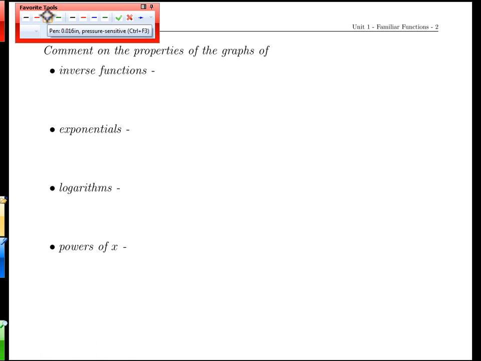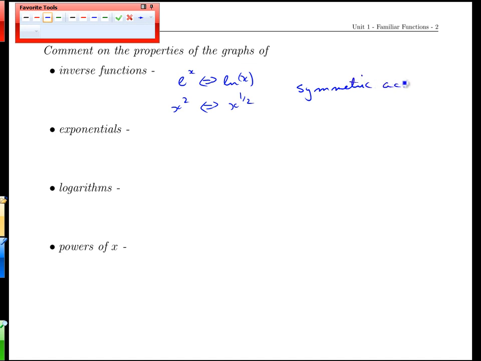Some other things we can talk about are properties to look for. As we just saw in the examples, e to the x and ln of x, and x squared versus root x, x to the 1/2, are functions that are inverses of one another, and those share some symmetries. So those are symmetric across the y equals x line. So there are some nice graphical relationships between functions that don't otherwise look closely related in symbols.